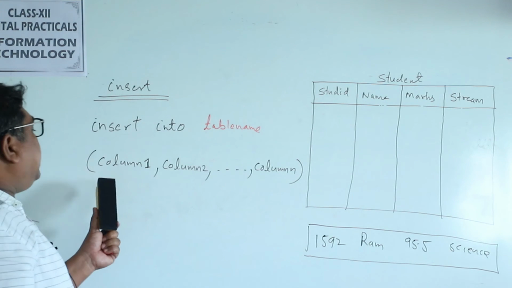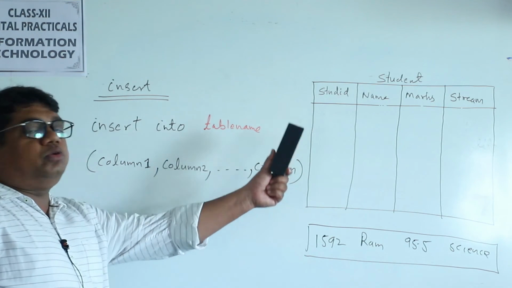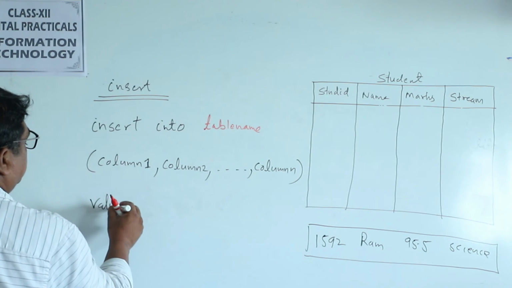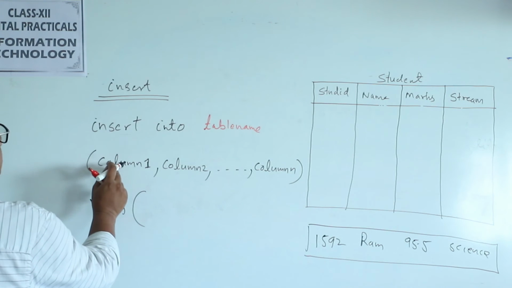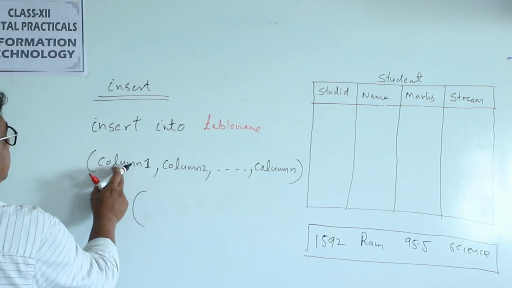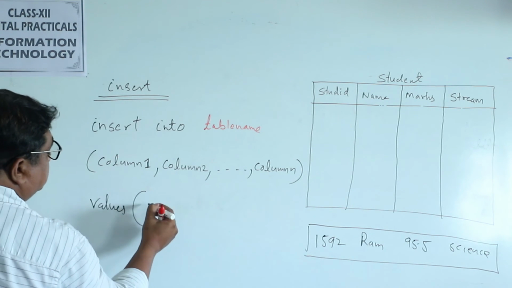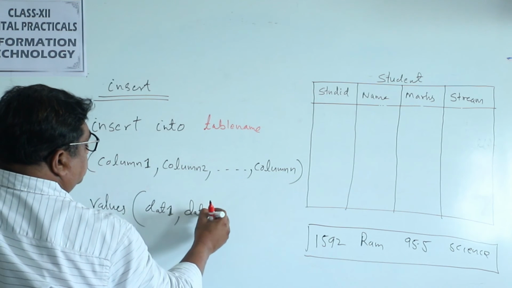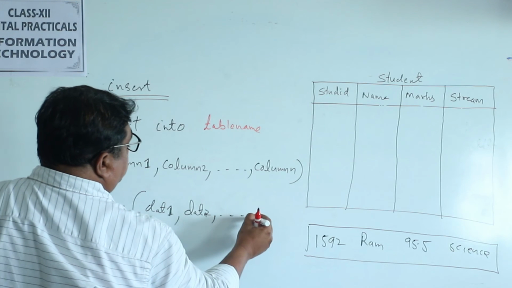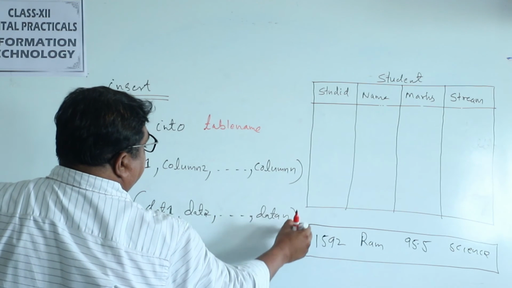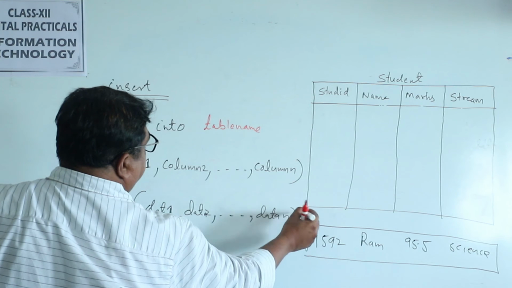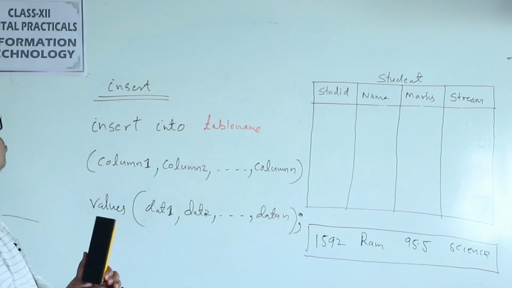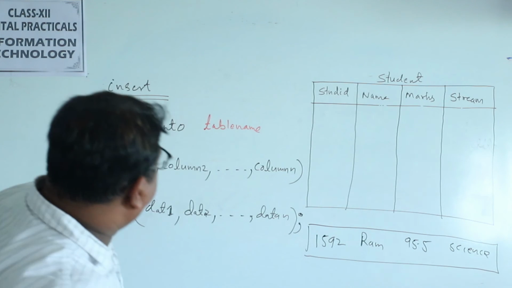If I am having 10 columns, I have to write column 1, column 2, so on up to column 10. Okay, then we will have values, and I want to provide data to column 1. So I have to write, suppose this is data 1, this is data 2, so on up to data n, and you know every statement ends with a semicolon. So this is the syntax to insert a row or add a row to the table.